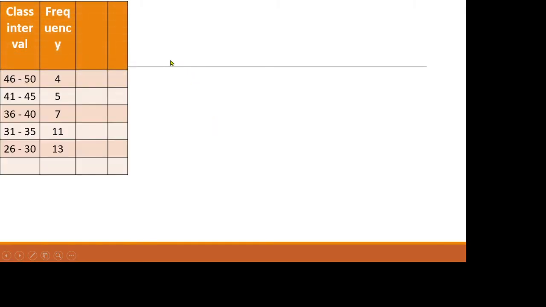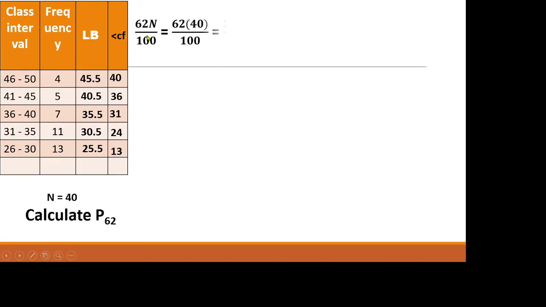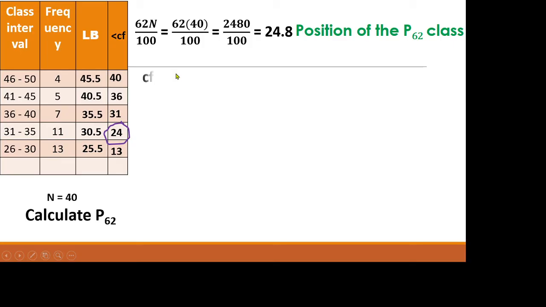Okay, next, para naman sa D sub... Okay, bilisan na natin at ito naman ay nagawa na natin kanina. So, P sub 62 pala. So, 62 times 100. Ito ang position ng P sub 62 class. Ang pinakamalapit ay 24. So, yan ang CFB natin, 24. So, kukunin natin yung nasa taas niya. Ayan, ang frequency ay 7. Ang lower boundary is 35.5. Interval, the same pa rin, 5.